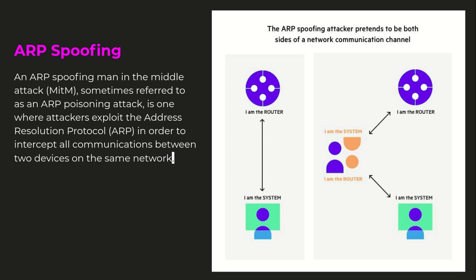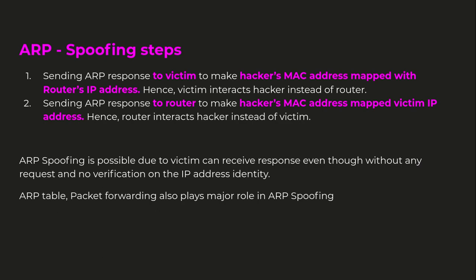The hacker will identify himself as the router to the victim, or the system, and he will identify himself as the system or the victim to the router, so that the communications happen between the router and, let's say, the hacker and the system. So how does it actually happen? To understand this, how is ARP spoofing first of all possible?